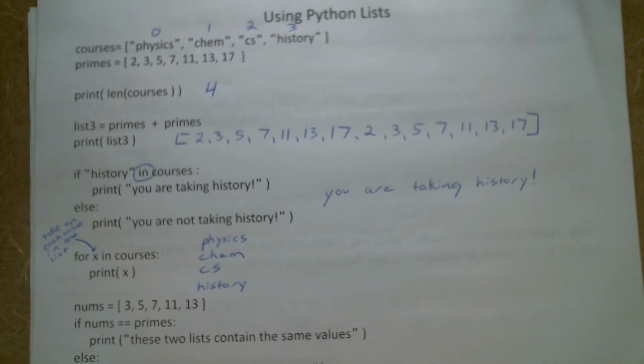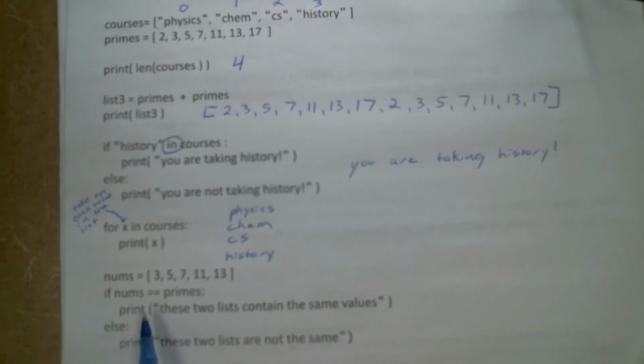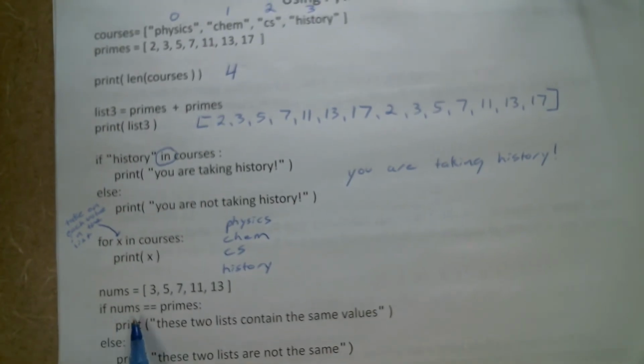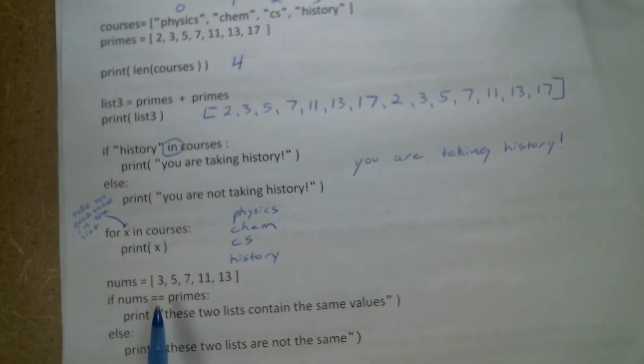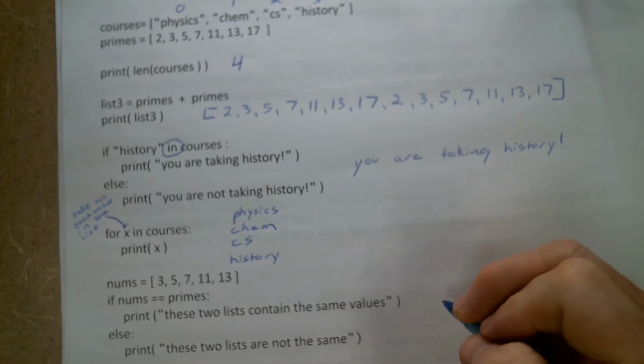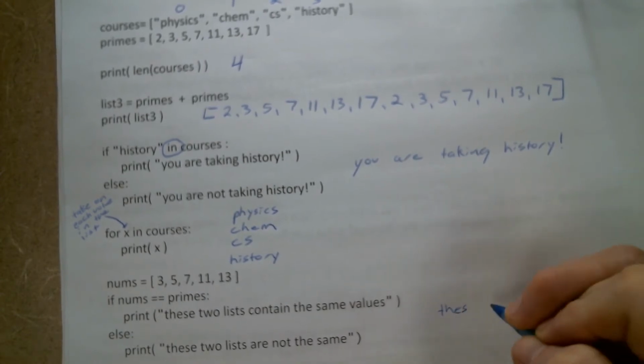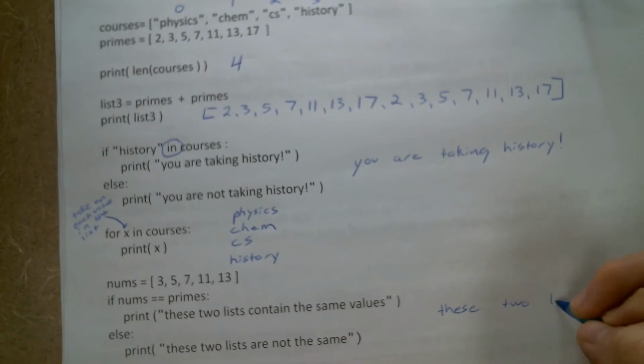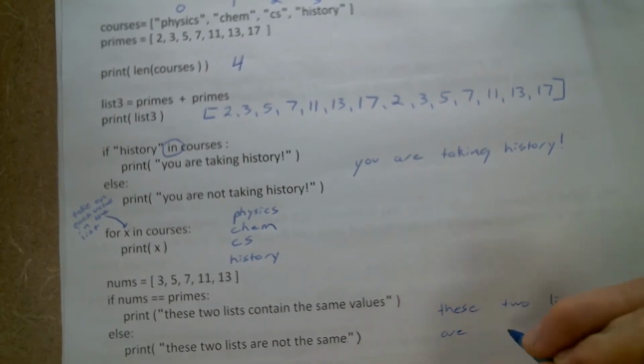All right. We can compare two lists with an equality operator. So if we say if nums equals primes, that's suggesting that the two lists contain the same values. And if they don't contain the same values, obviously the else will print out here. So nums is 3, 5, 7, 11, 13. Primes was 2, 3, 5, 7, 11, 13, and 17. So they don't contain the same values. So if we were to run this one, it would actually print out these two lists are not the same.